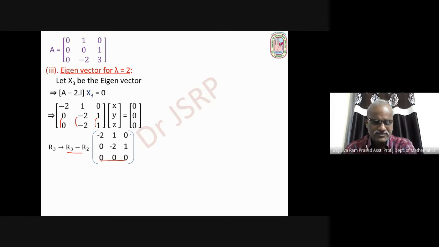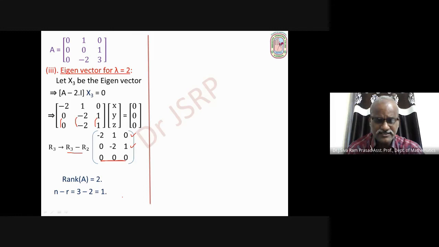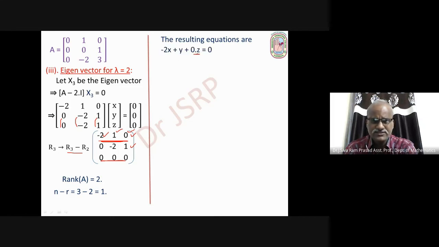So rank is 2. Since number of non-zero rows is 2, so rank is 2. And n minus r, 3 minus 2, 1. Number of variables minus rank. So one variable can be chosen as arbitrary constant. Right, from echelon form, the resulting equations. So multiply first row by the column vector x, y, z. So minus 2x plus y plus 0z equals 0. This becomes 0. So from this y equal 2x. You can write this, minus 2x to right side, y equal 2x.